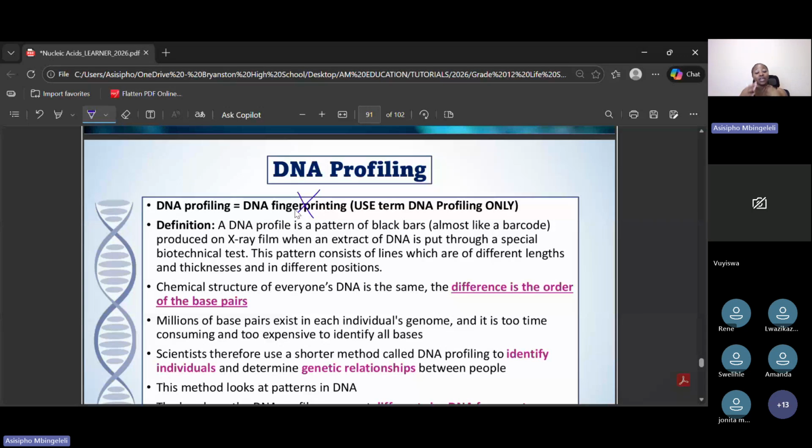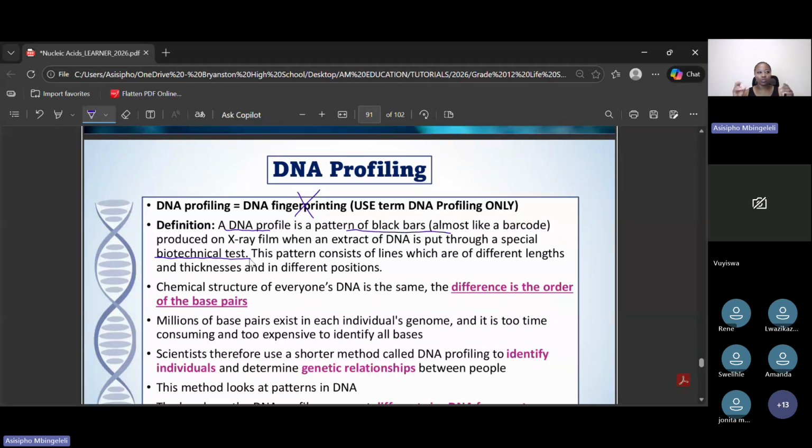Now, this section is very basic, and you will see it is easy. This is easy 6 marks that you can get. What is a DNA profile? A DNA profile is a pattern of black bars. So from the DNA that they collect from your sample, they're going to run it through specific biological tests. When they run it through the specific biological test, it will then end up forming bars there or lines. You will see them as lines.